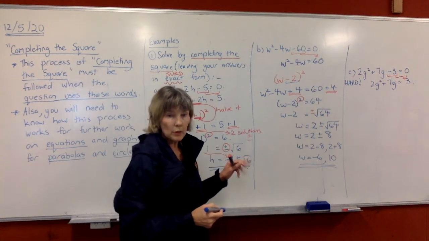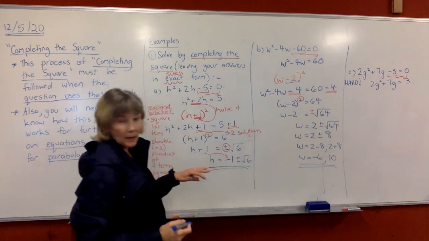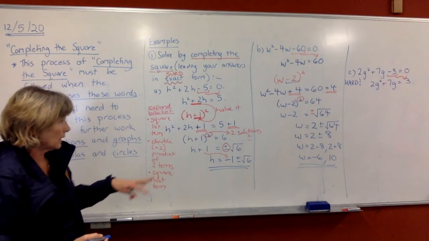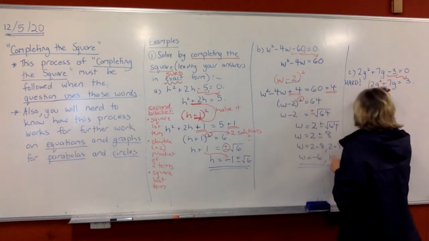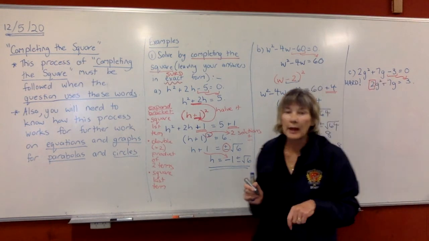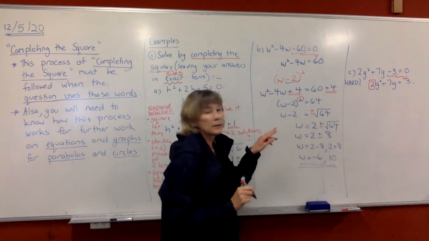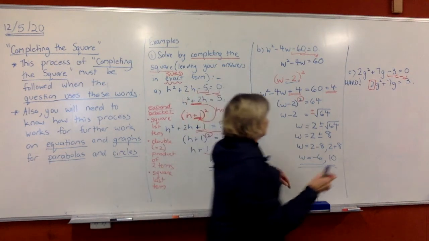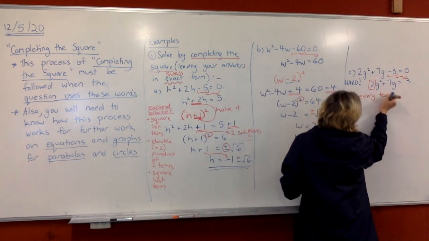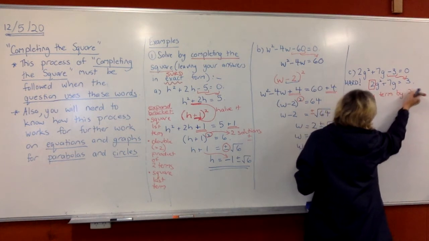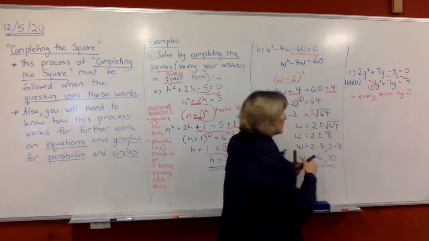So we have to just make sure, this is going to be a nightmare if we try and do completing the square with a 2 still in front of the G squared. So if you have a number here, we're going to get rid of that right now. So we're going to divide every term by 2. If we do that, it looks like this.